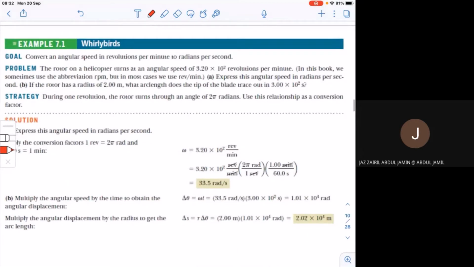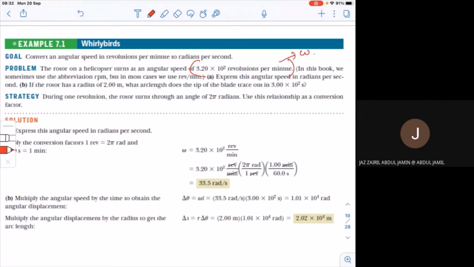Okay, this is another example taken from your textbook. The rotor on a helicopter, that means the blade on the helicopter, turns at an angular speed of 320 revolutions per minute. So this is omega, right?